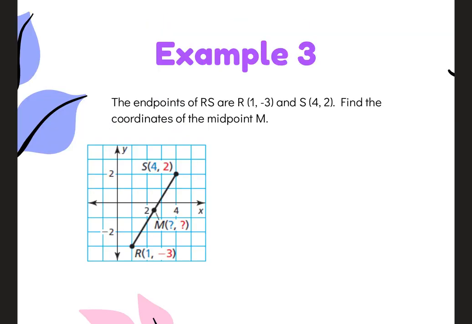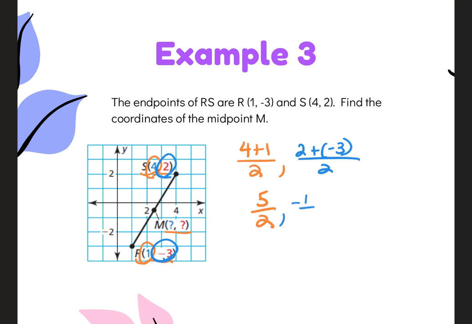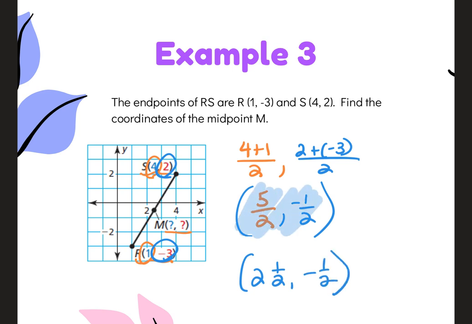Okay, so example 3 says the endpoints of RS are R(1, -3), which is here, and S(4, 2), which is here, and it wants you to find the coordinates of the midpoint. So we're going to add the two X's, 4 plus 1 divided by 2, and then we're going to add the two Y's, 2 plus a -3 divided by 2, and I'd get 5 over 2, -1 over 2. And you can rewrite that as 2 and 1/2 and -1/2, or you can keep it as 5 over 2 and -1/2. Both of these would be correct.